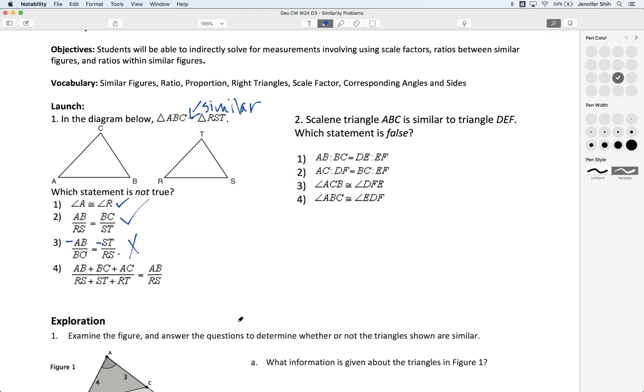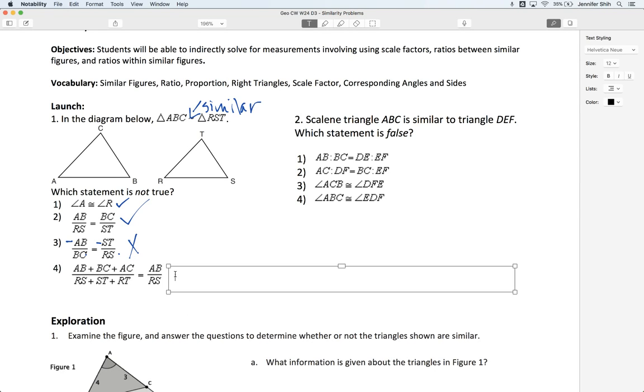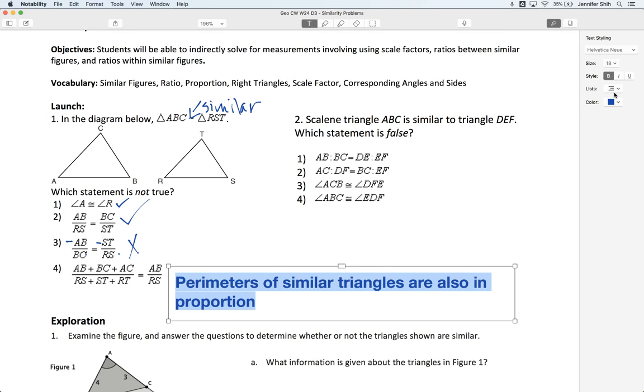The last one is a little weird looking. It looks complicated at first, but what it means is, are the sides, this top line here means the perimeter of this triangle and the perimeter of the similar triangle also in proportion. What I want you to consider is that perimeters of similar triangles are also in proportion. So that means the sides are in proportion, the perimeters are in proportion.